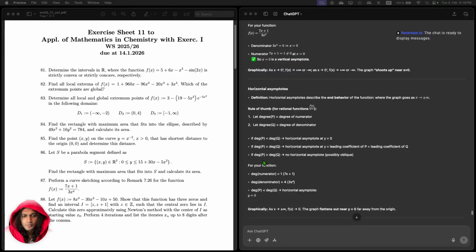So if it was lesser, then there's no horizontal, possibly oblique. I don't get what you mean by possibly oblique.